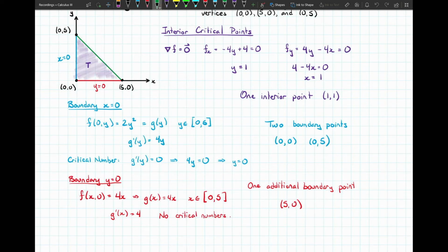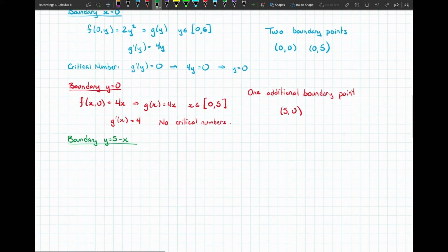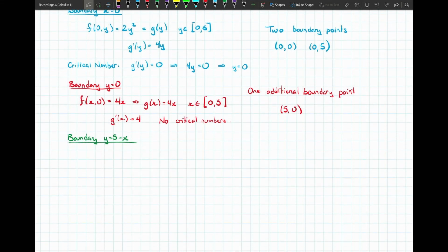This time around, it's not just a horizontal or vertical line, but we can easily figure out the equation of the line because we have the y-intercept, which is 5, and a slope, which is going to be rise of -5 over run of +5. That gives us a slope of -1. So the equation of this line is y equals 5 minus x, or -x plus 5. We're going to go ahead and plug y equals 5 minus x into our function.